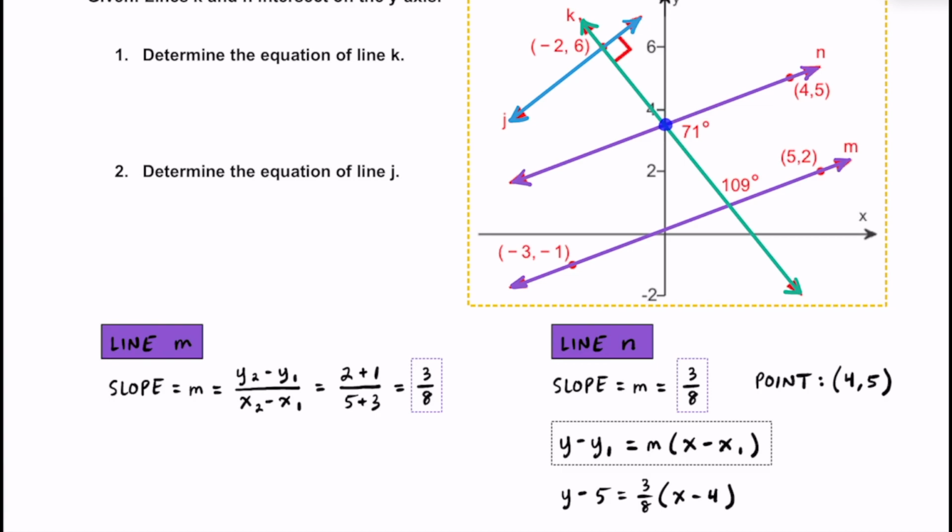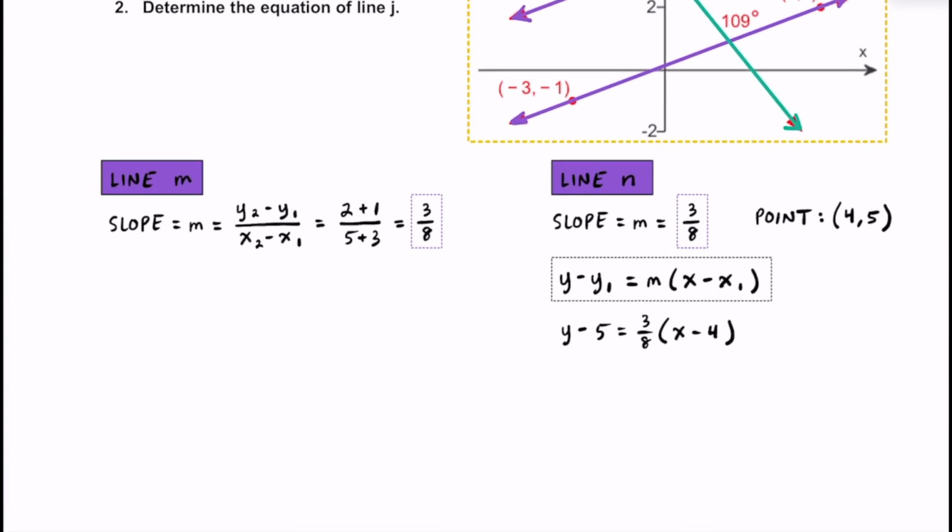If we can turn this into y equals mx plus b, or slope-intercept form, then we find out this b value, or the y-intercept. That dot's important because it is also on line K, which is what we're trying to get to, right? So let's distribute this slope to each of the terms on the inside and turn this into slope-intercept form so we can find that b value.